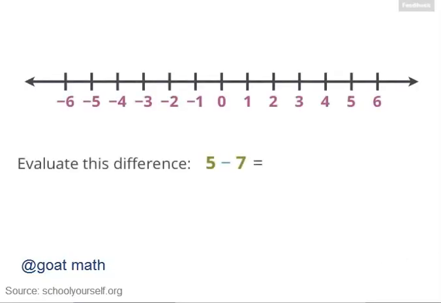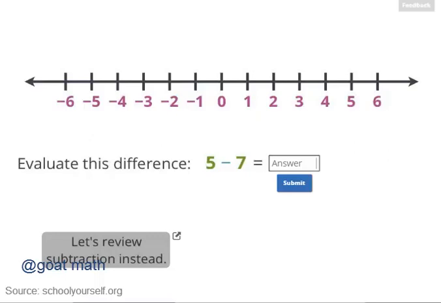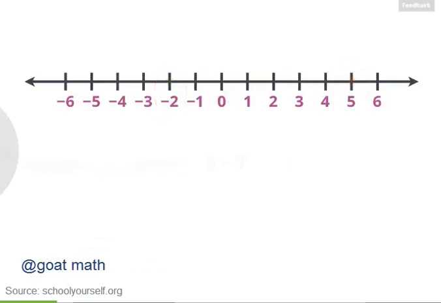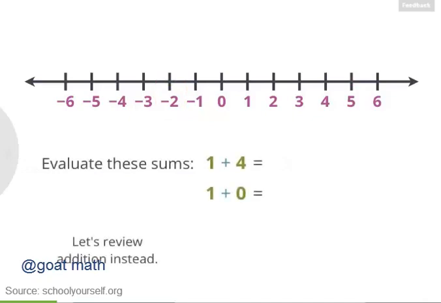Before we dive into adding negative numbers, try using the number line to evaluate 5 minus 7, or click down here to review. Right, to evaluate 5 minus 7, you can start at 5 and then move 7 to the left, which leaves us at negative 2. Next, try evaluating these sums.